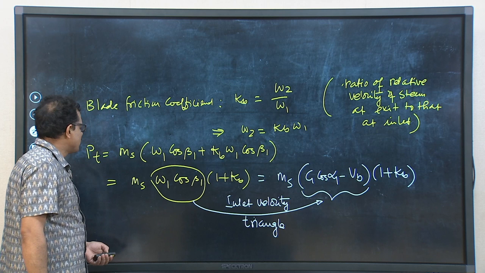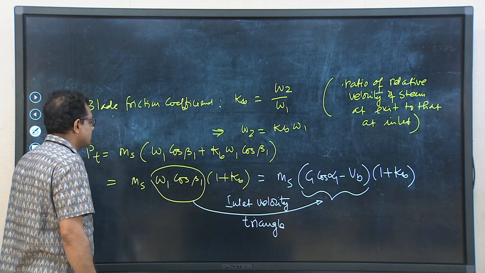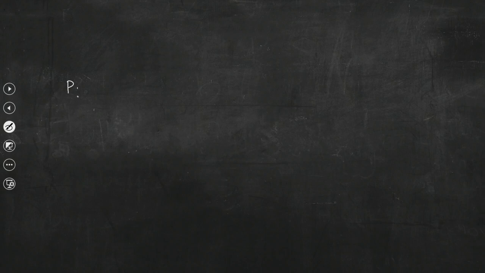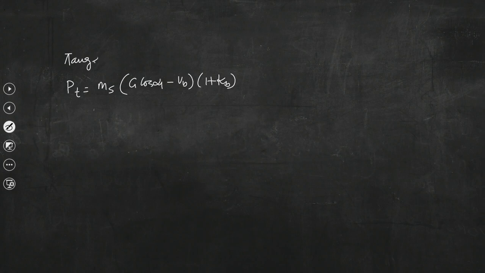If we go one step further, we can write that Pt equal to Ms into (C1 cos alpha 1 minus Vb) into (1 plus Kb). So, this is not axial thrust, this is tangential thrust.